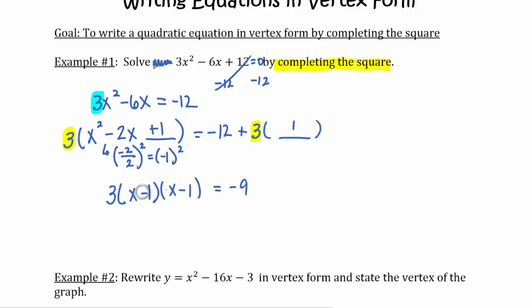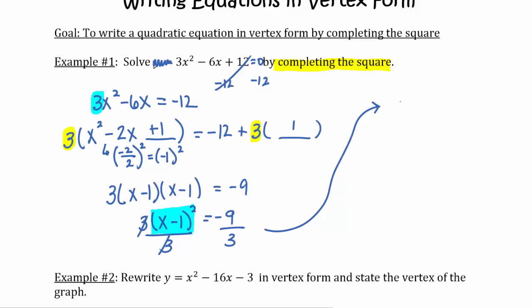But I don't want this factored because I can't solve it that way. It's not helpful. So I write this as x minus 1 squared equals negative 9. And when I have this quantity squared, I'm looking to get it by itself, so I can use square roots to solve this pretty easily. So I have to divide both sides by 3, and I'm going to come finish over here. So I have x minus 1 squared equals negative 3.